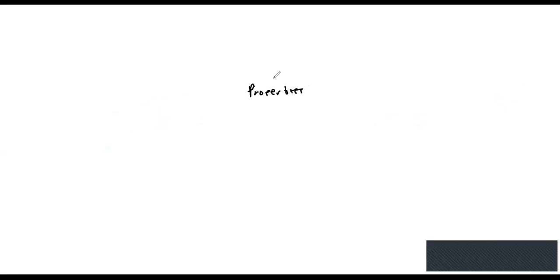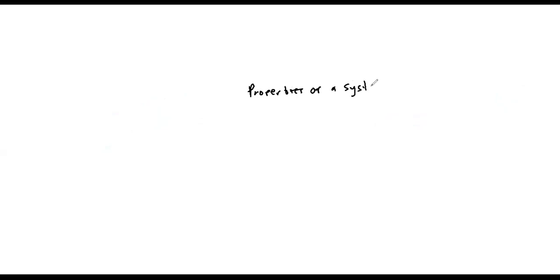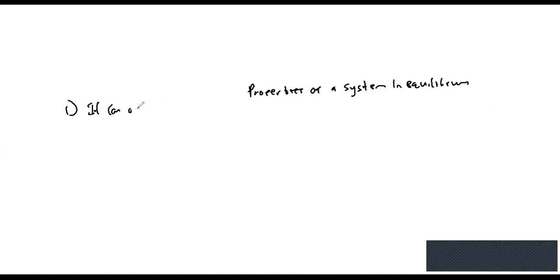Now, properties of a system in equilibrium. Now, the first is that chemical equilibrium can only be achieved in a closed system. It can only be achieved in a closed system.